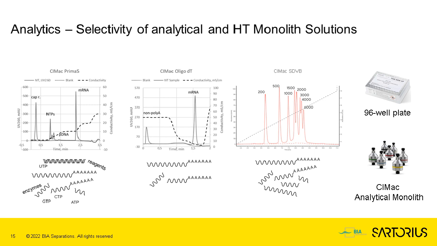A very new format that we've developed is a 96-well plate, where you can use oligo-dT ligand in a 96-well format to increase the throughput of analytics. Or for an at-line UV measurement of the elution fractions, we highly recommend CIMac Analytical Monoliths coupled to the PATfix HPLC platform.